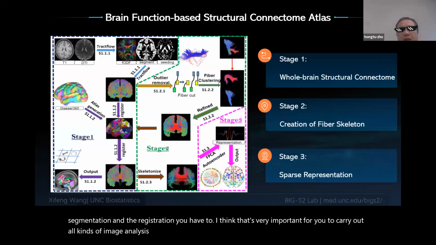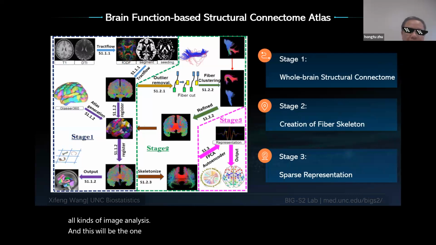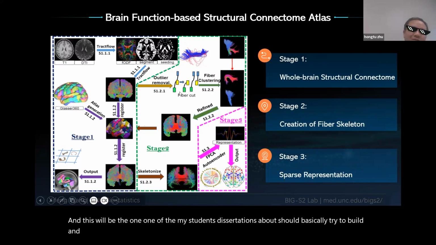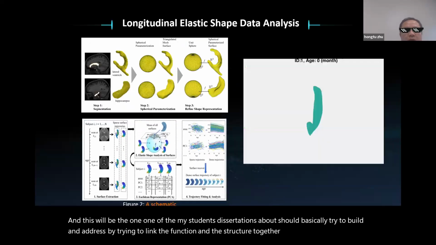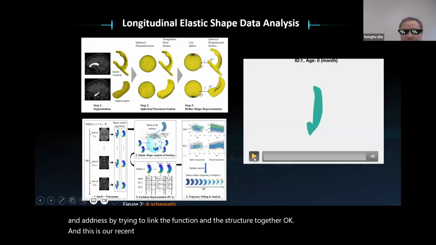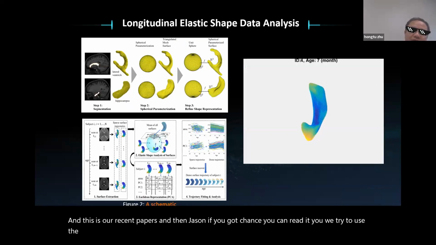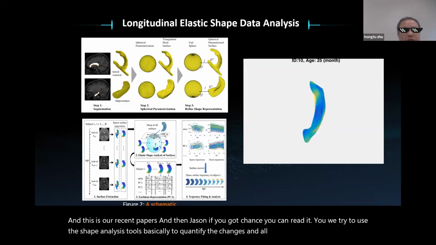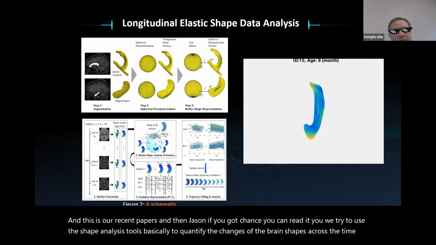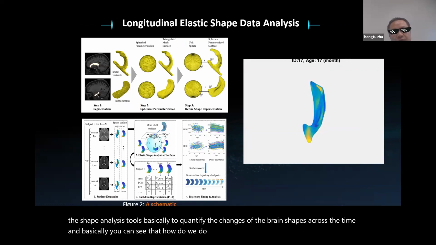Okay, and this is one of my students' dissertations, about trying to build an atlas that links function and structure together. Okay. And this is our recent paper in JASA, if you get a chance, you can read it. We try to use shape analysis tools to quantify the changes of brain shapes across time. And basically, you can see how we do these kinds of analysis. Okay, the shape analysis.